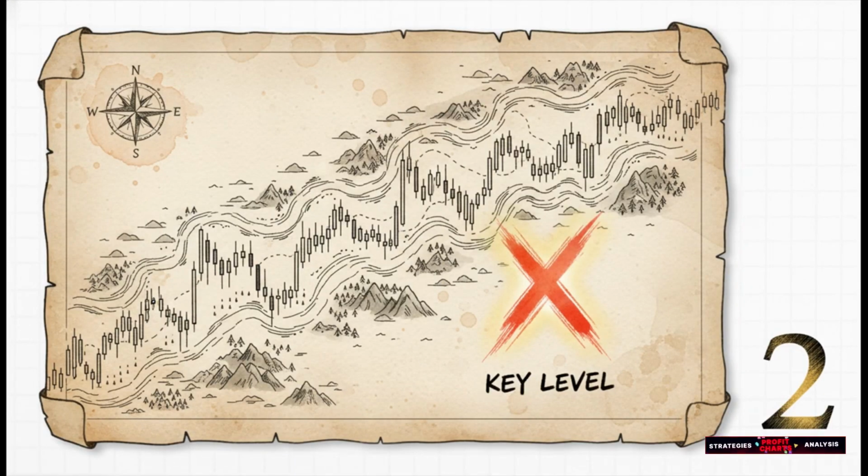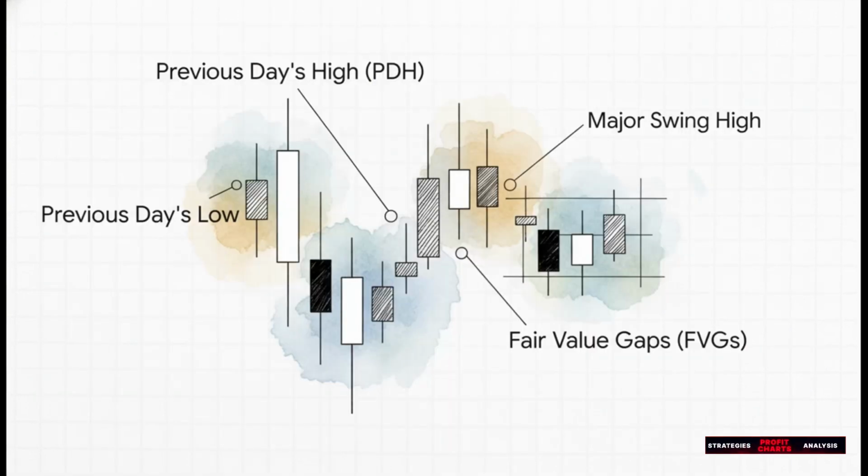All right, so let's say we have our direction. It's bullish. But that doesn't mean we just hit the buy button anywhere. Now we move to step 2. We've got to find the specific location on our map, that high probability zone where we actually want to do business. These are the landmarks we're hunting for.